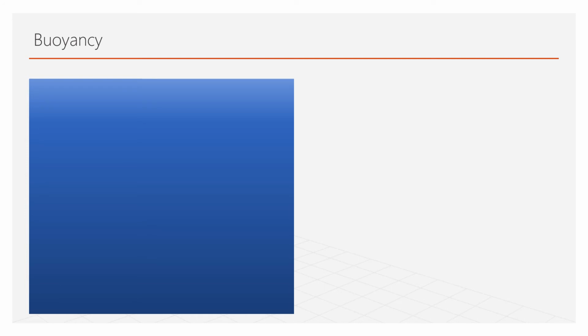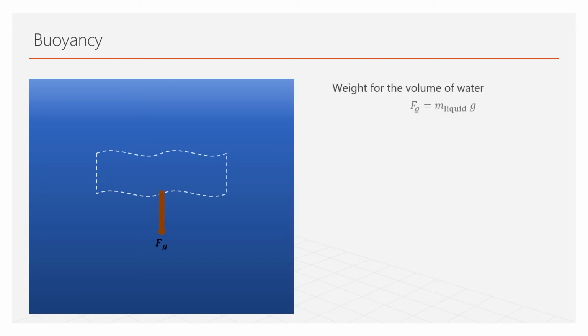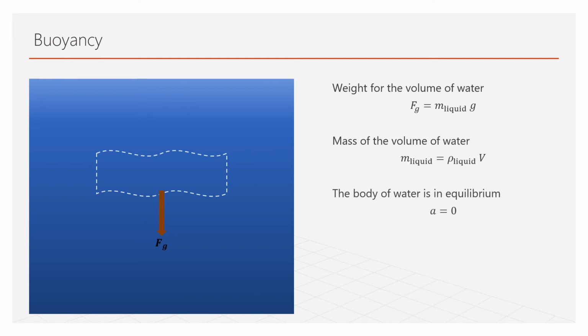Imagine a large body of fluid, such as water. Then select a volume of that liquid. That volume of liquid has a weight that is equal to its mass multiplied by the acceleration due to gravity. The mass of that volume can be found by multiplying the density of the liquid and the volume that it occupies. This volume of liquid is at equilibrium and is just sitting in place, and so its acceleration is 0.